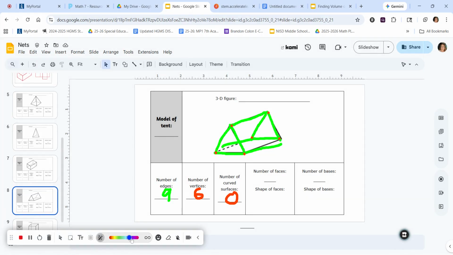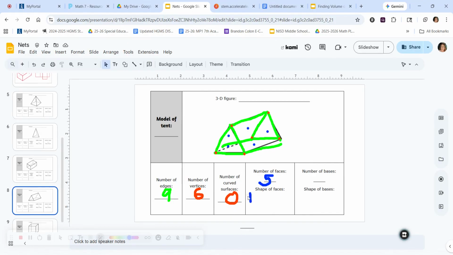Let's look at the number of faces. I have 1, 2, both the triangles, 3, 4, 5. Because there's 3 rectangles joining the 2 triangles. The shape of the faces, well, we have triangles and we have rectangles.